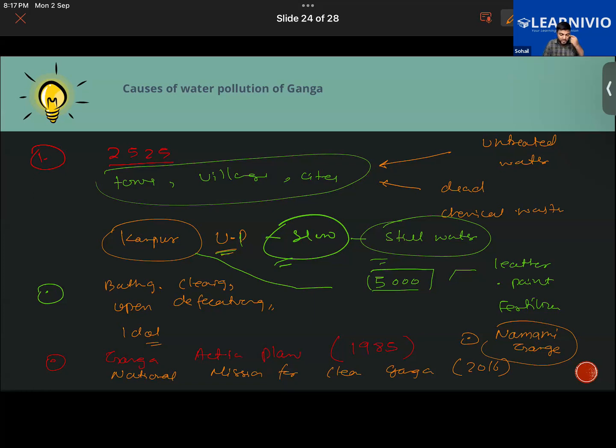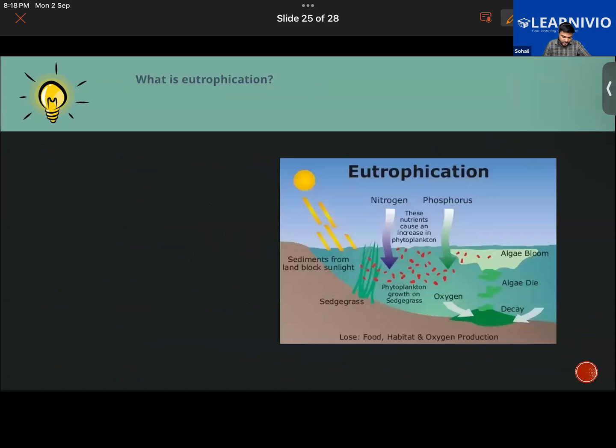Now, I think it was launched before the National Mission for Clean Ganga. I think in 2014 it was launched. So after 1985 this was launched, then the National Mission for Clean Ganga was launched. So that is the thing. Hope you guys have understood the case of this.